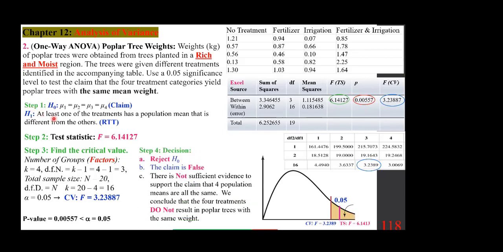So let's go back. When we are rejecting H0, that means we are rejecting the claim. The claim becomes false. There is not sufficient evidence to support the claim that the 4 population means are all the same. We conclude that the 4 treatments do not result in poplar trees with the same weight. So different treatments have a different effect. This was done in a rich and moist region.